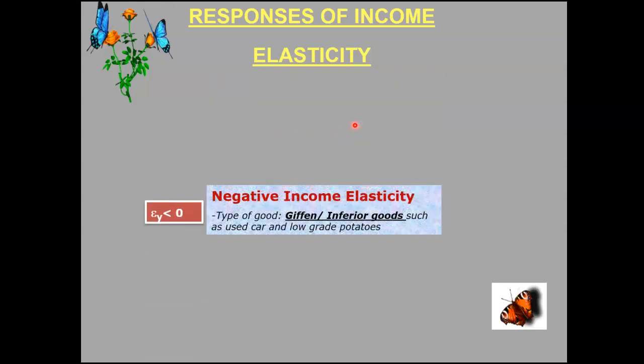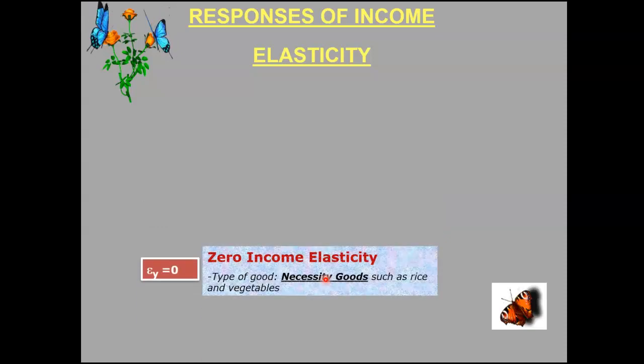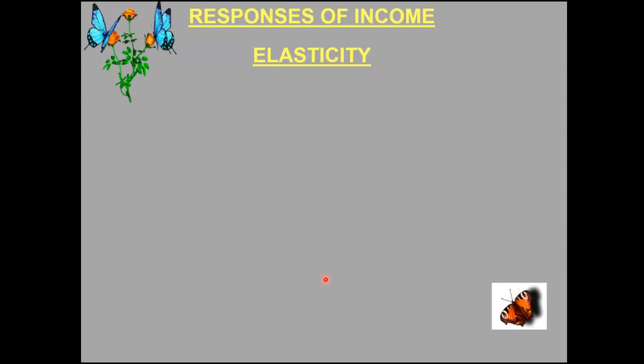Kalau negatif, you get negative 5.1, negative 3.2, as long as negative, less than 0, so the type of good adalah inferior good. Kalau 0, kita dapat 0, it means that the good is a necessity good.